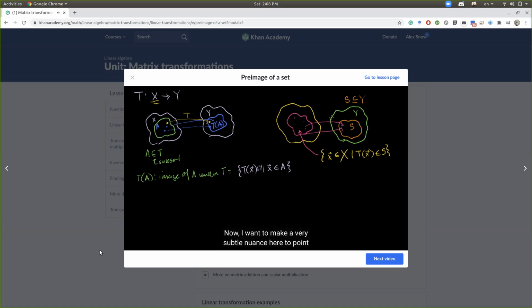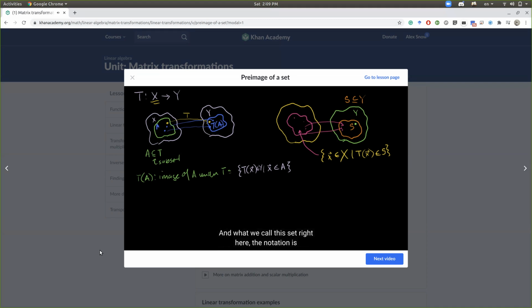Now, I want to make a very subtle nuance here, point out something here. I'm not saying that every point in S necessarily gets mapped to. For example, maybe there's some element in S right here, right there, that no element in X ever gets mapped to from our transformation T. That's okay. All I'm saying is that everything in this set maps to something within S right here.